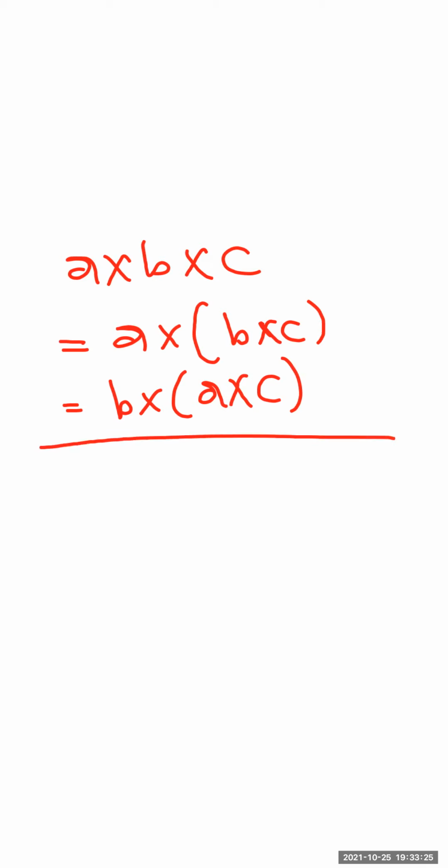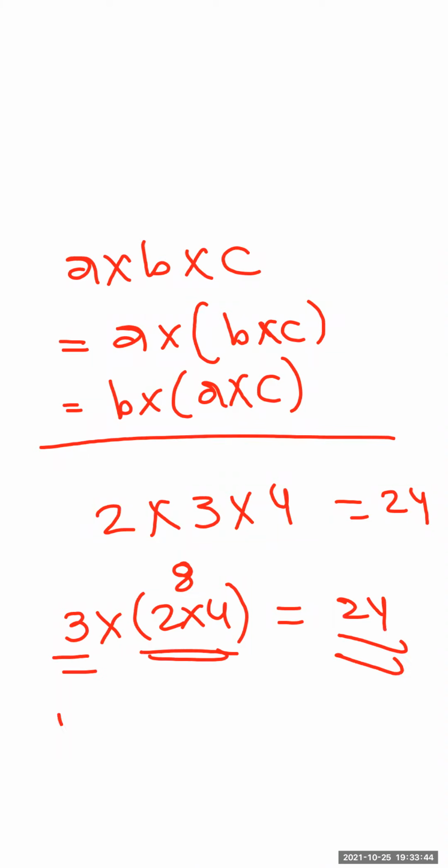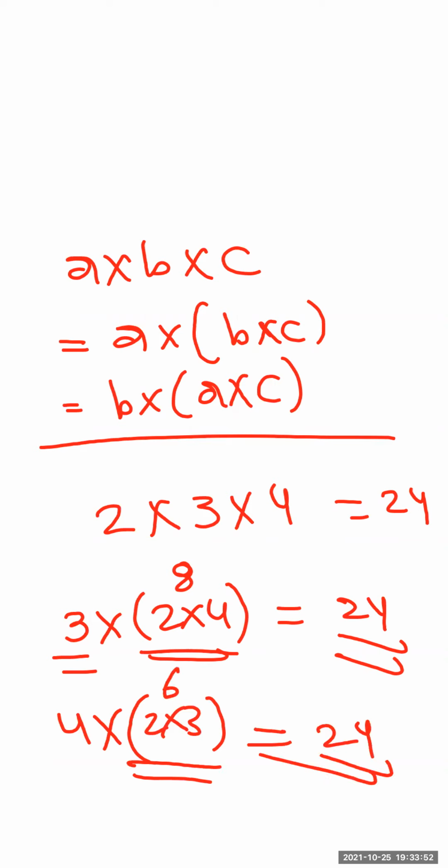Like what? I will give a very simple example. 2 times 3 times 4. This one actually equals 24. It's the same as 3 times 2 times 4. It's 3 times 8, 24, correct? It's also 4 times, and then between the two brackets, 2 times 3. Nothing will change. 4 times 6, 24. Nothing changes, guys, right?